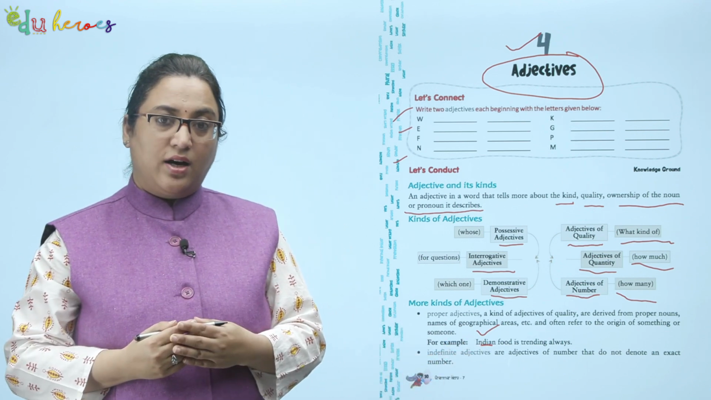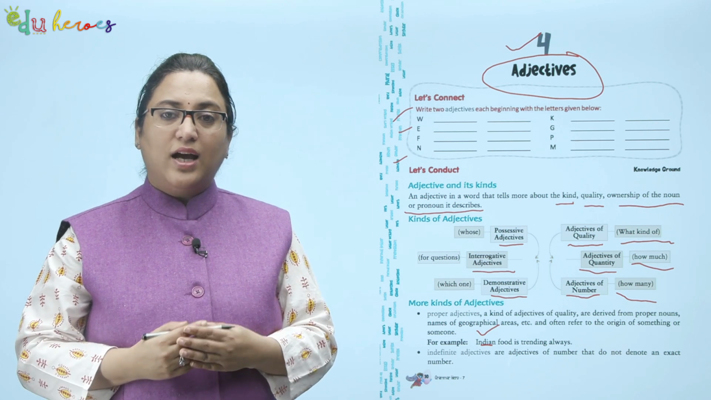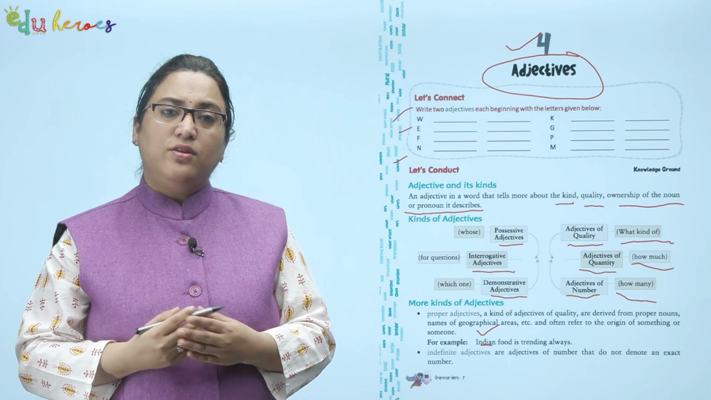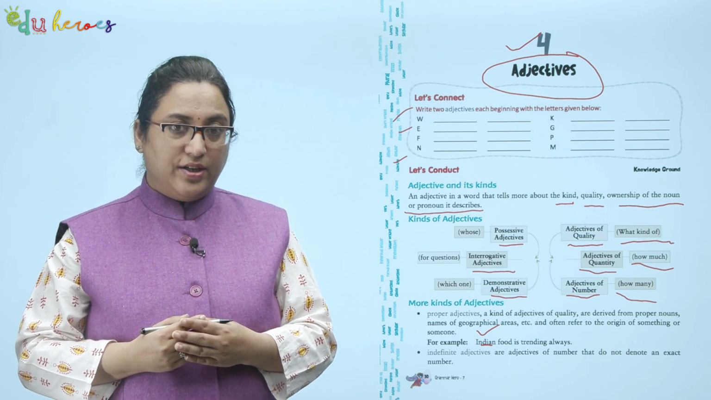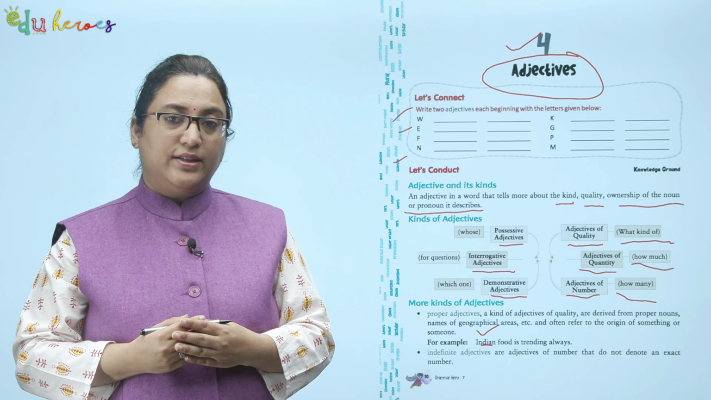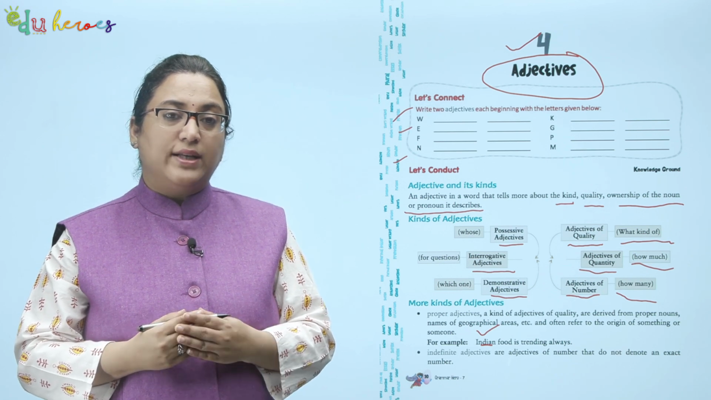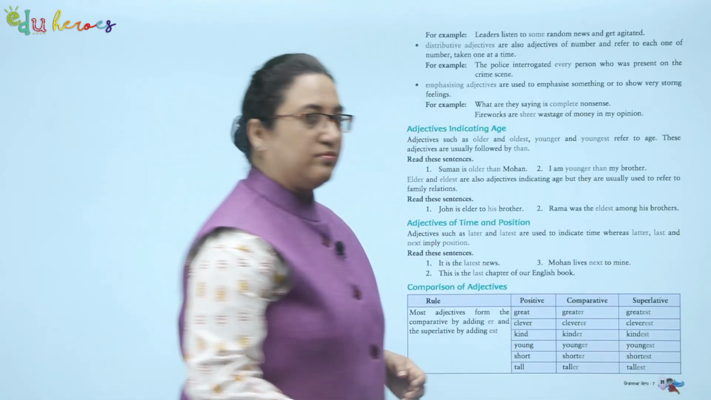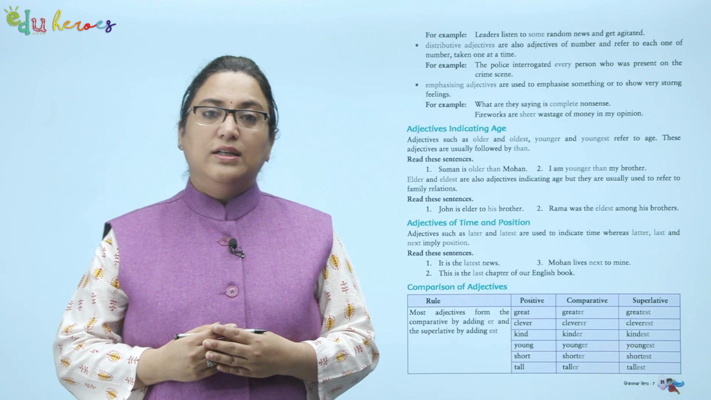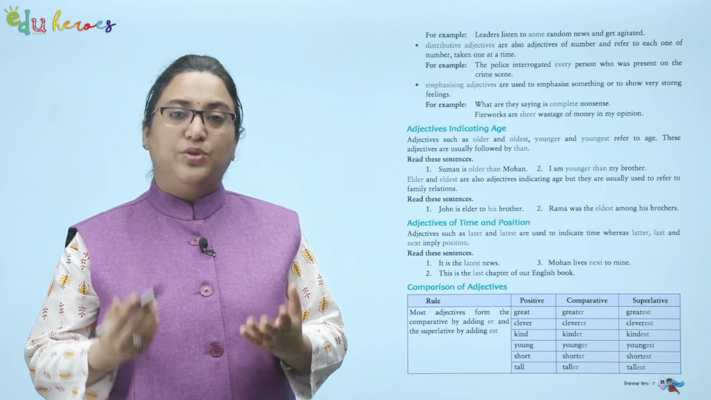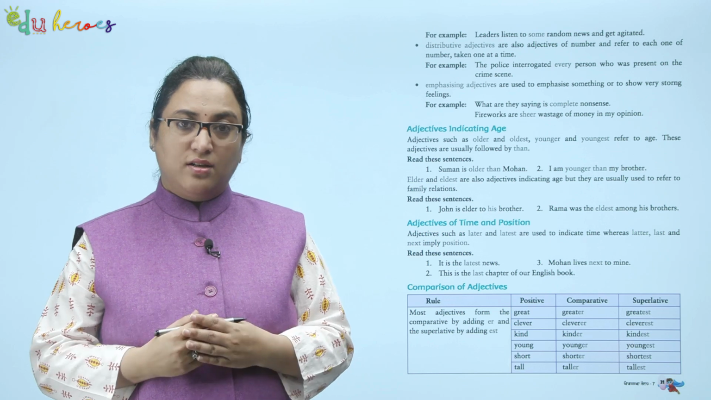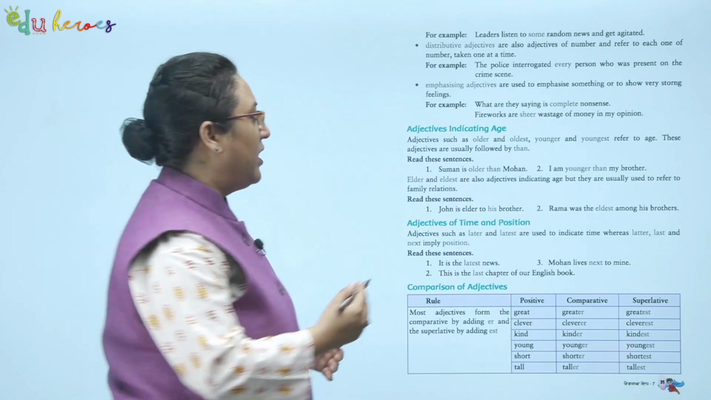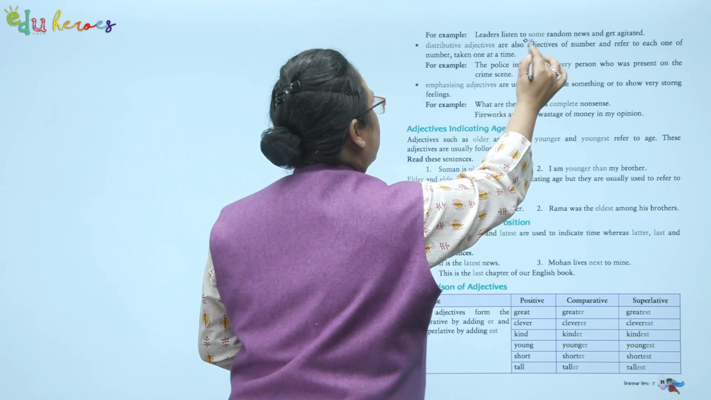Indefinite adjectives are adjectives of number that do not denote an exact number. Wherever you will find the word indefinite, you can surely think that it will not show exactness. For example, leaders listen to some random news and get agitated. Here we don't know the exact number or how much. So we have the indefinite adjective some.